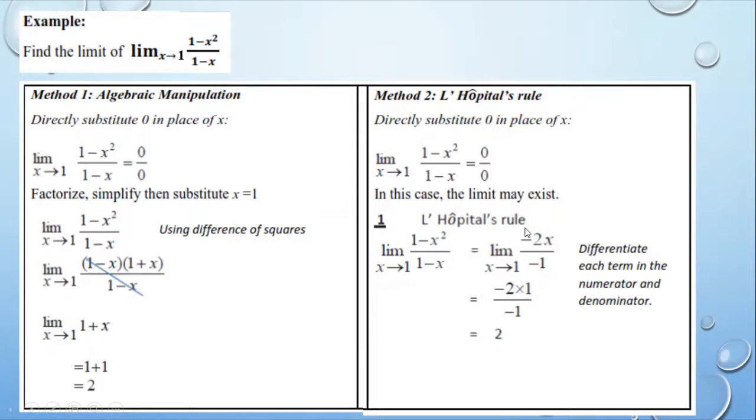So once you have done this, then you substitute 1. In place of x, put 1. Negative 2 times 1 will be negative 2. And then the denominator is negative 1. So when you do the calculation, you'll get positive 2. See? So using both ways, you are getting the answer.